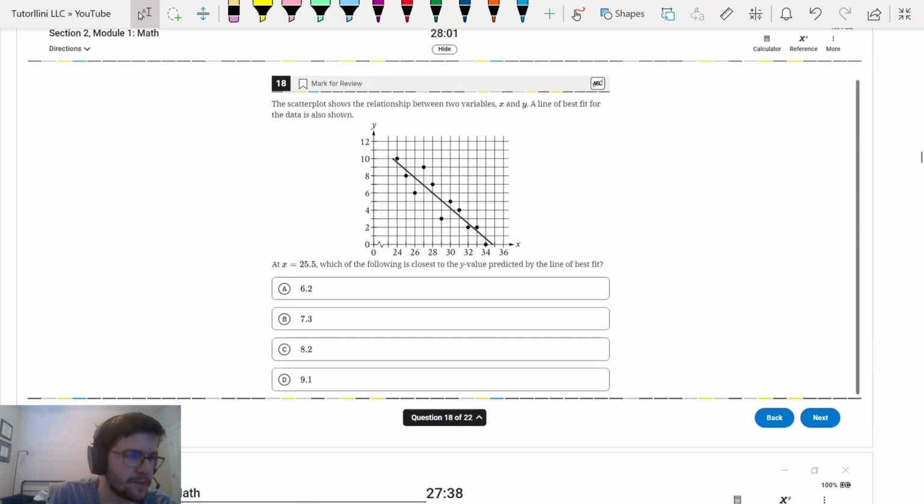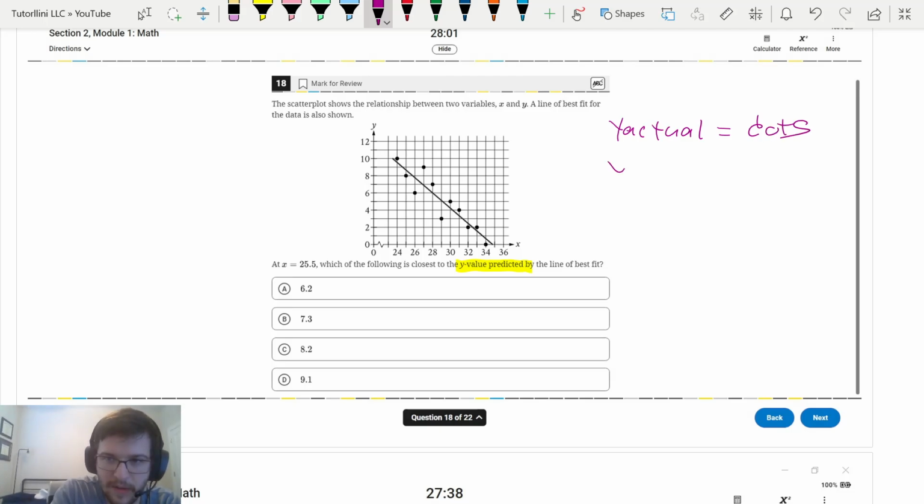Let's go to 18. We're almost done with the first module. What is the value predicted by the line of best fit? What you have to understand is the actual y values are the dots, and the predicted y values, you get from the line. So I look at 25.5, that's here. Then I go up and maybe circle this, and then I read it on the y-axis. You see it's just a little bit over 8. That would give us 8.2, which is C.